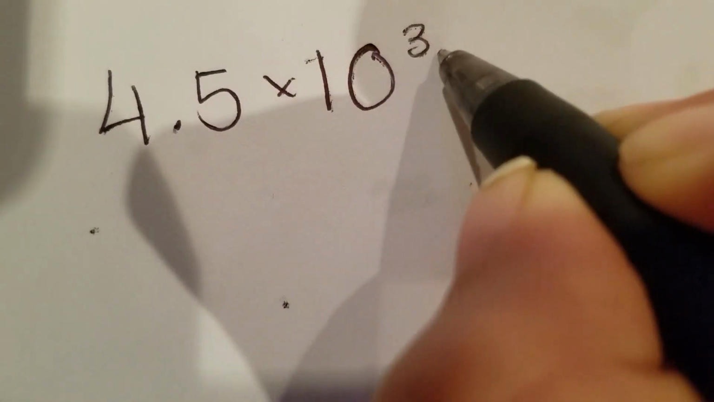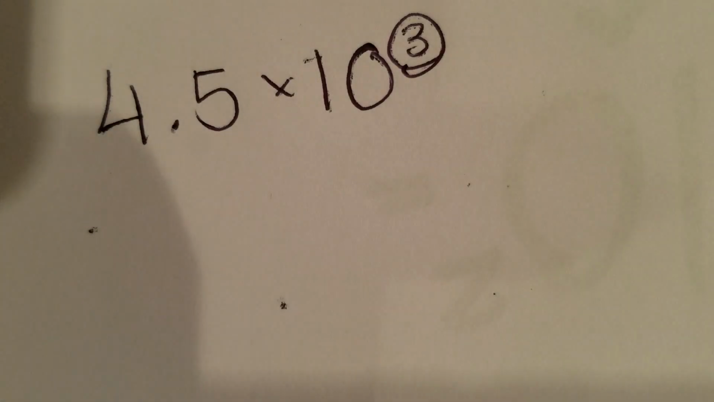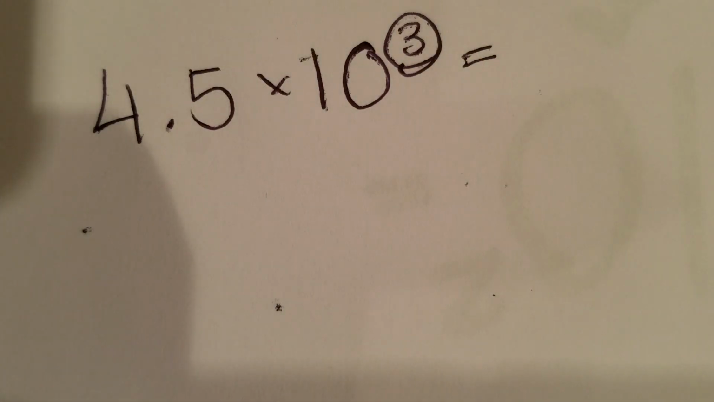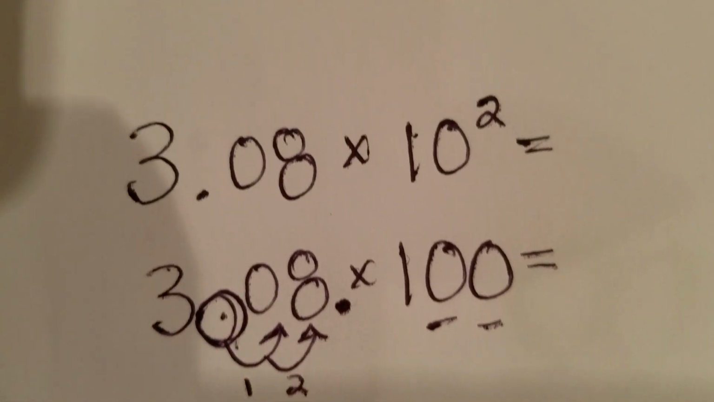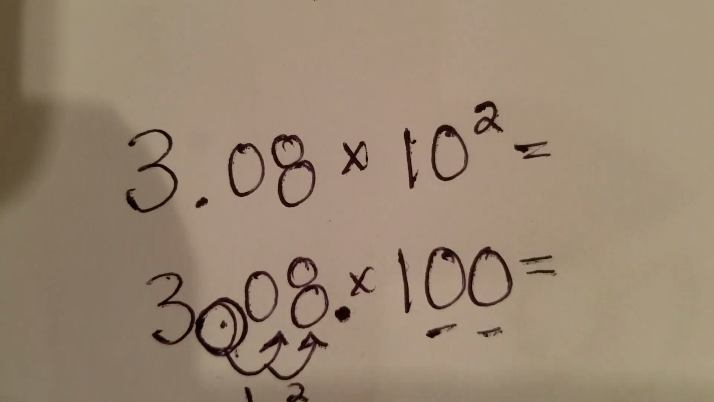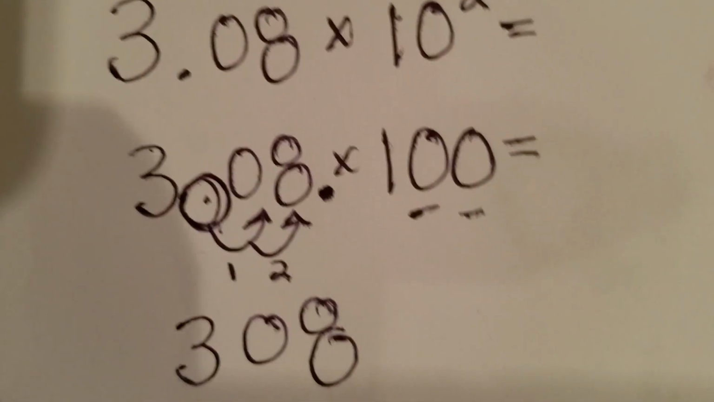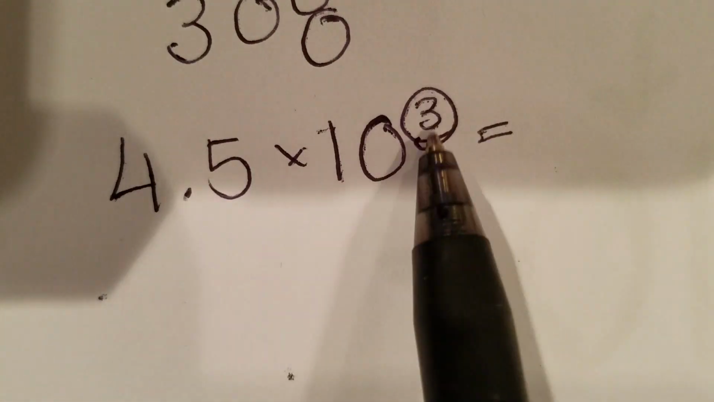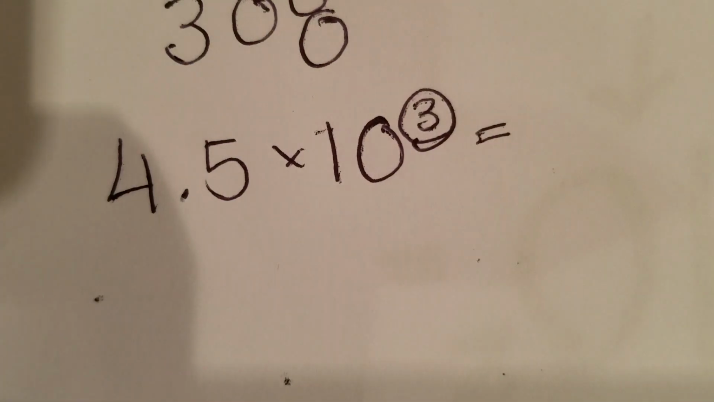Now let's get a little trickier. What if I have 4 and 5/10 times 10 to the third? Well, what do I need to do now? I circled my exponent so I knew how many zeros I needed to annex, or how many times I needed to move my decimal point. So if in this example, when we had 10 to the second, we moved our decimal point not 1 but 2 times, what do you think we need to do if we move our decimal point? You got it, 3 times.